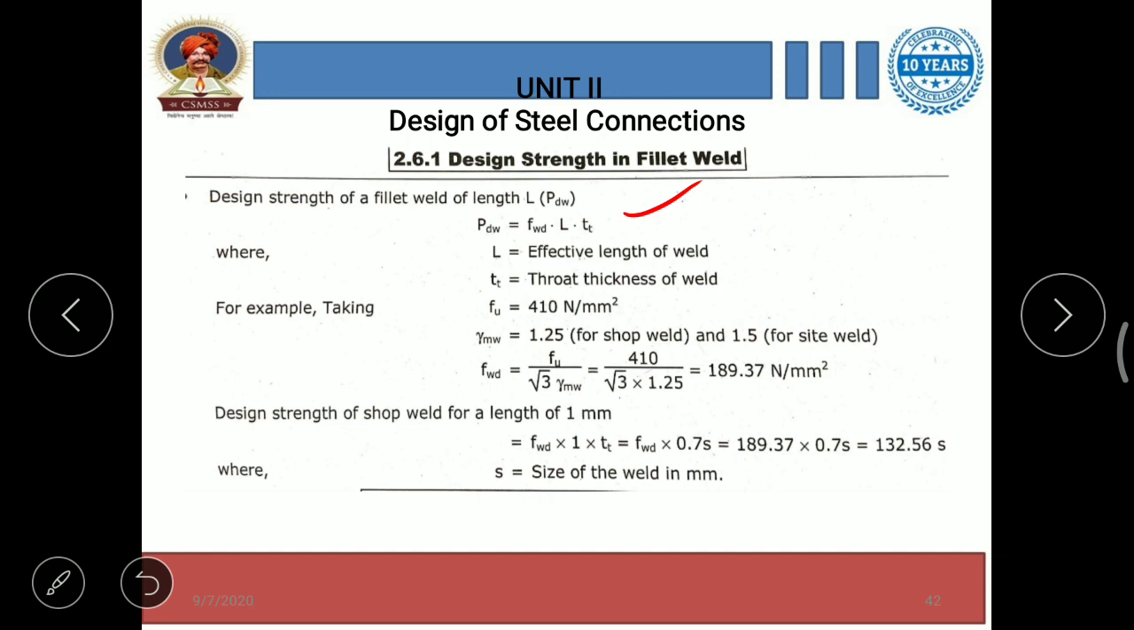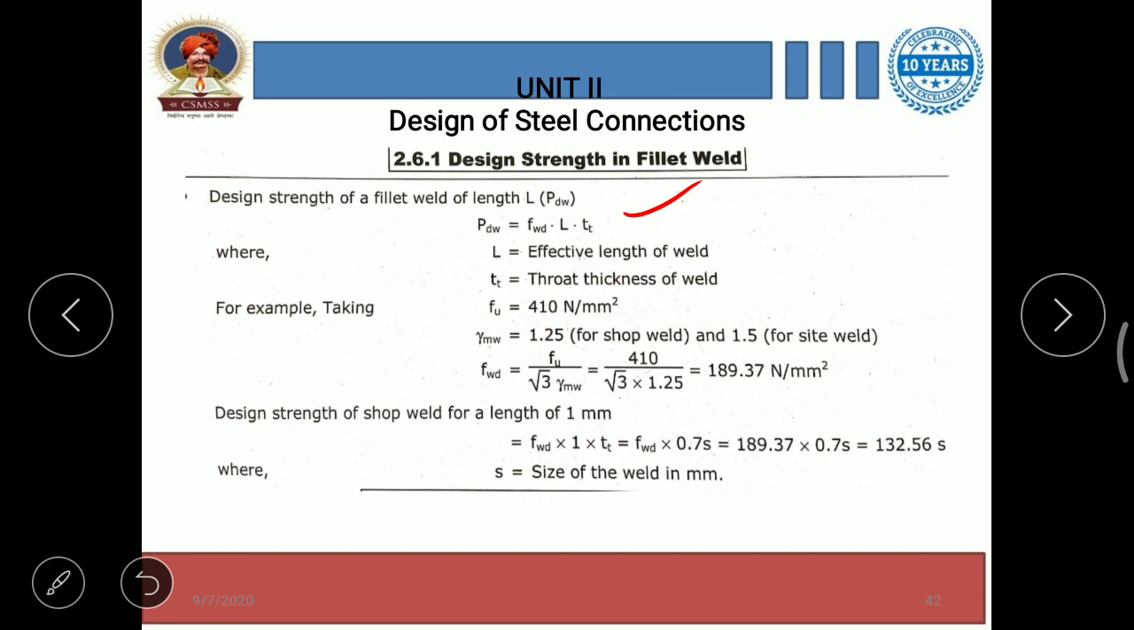Then just calculate FWD for standard case, that is taking FU 410, gamma MW 1.25, that is for shop weld. We can calculate a standard value. FWD is 189.37 Newton per mm square. It will be a standard value when we take FU 410 Newton per mm square and gamma MW 1.25, that is for shop weld. It will become 189.37 Newton per mm square.